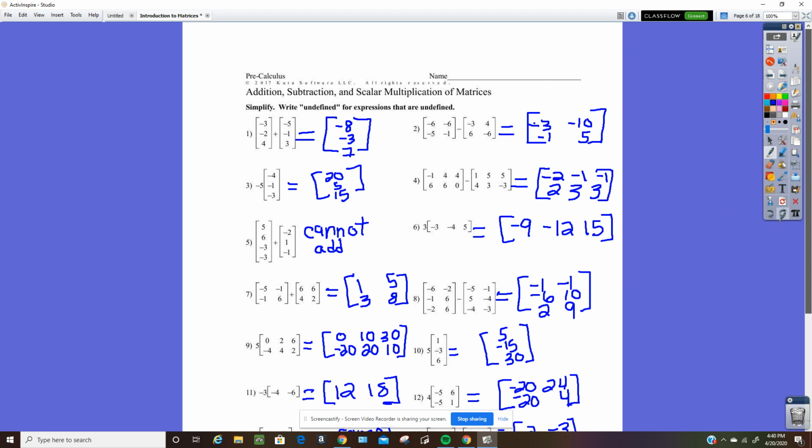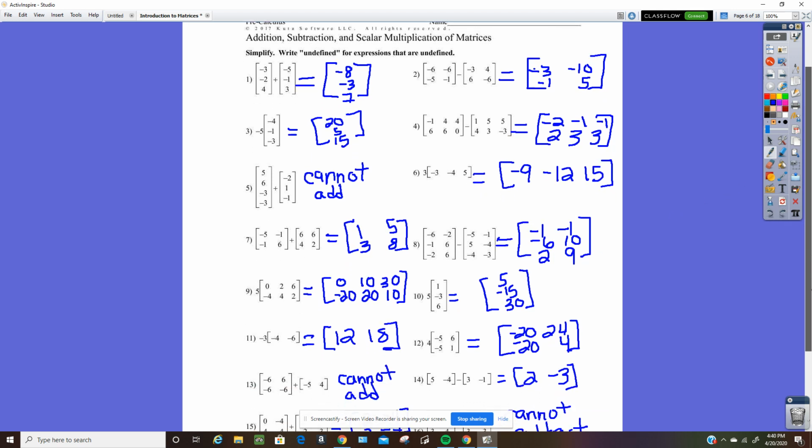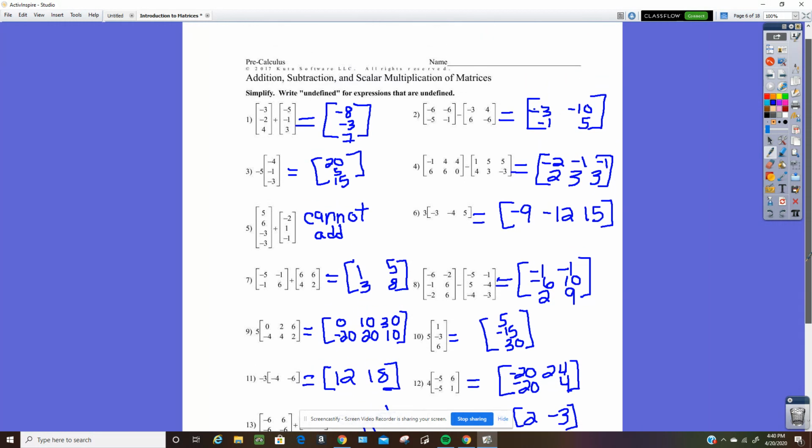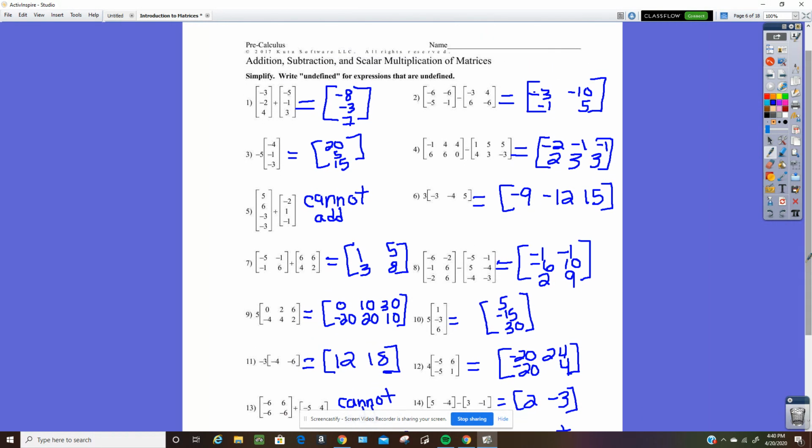All right, this is one of the pages in the packet that I'm going to post. So the directions are to simplify, write undefined for expressions that are undefined. So this first one is a 3 by 1 added to a 3 by 1. So add corresponding entries. -3 plus -5 is -8. -2 plus -1 is -3. 4 plus 3 is 7.